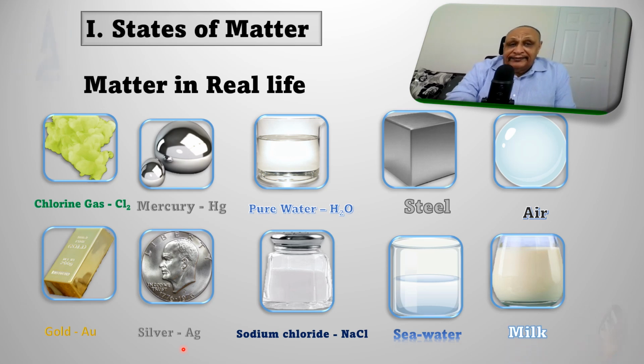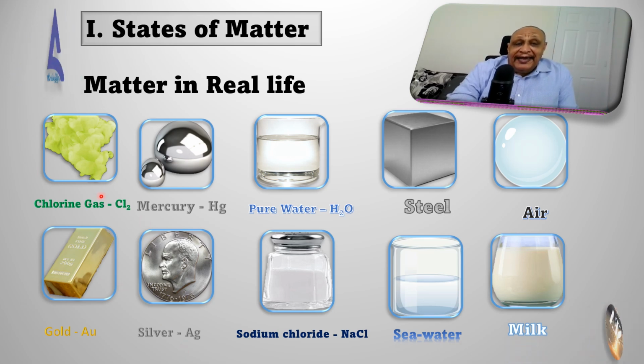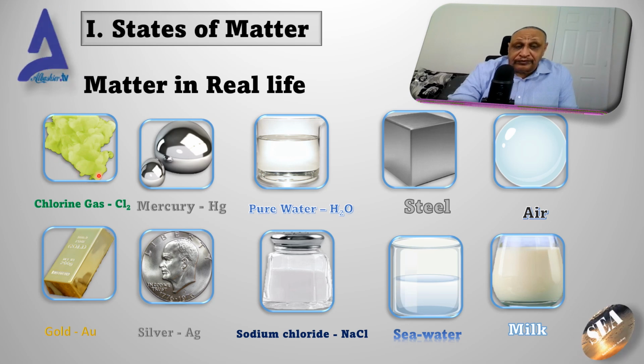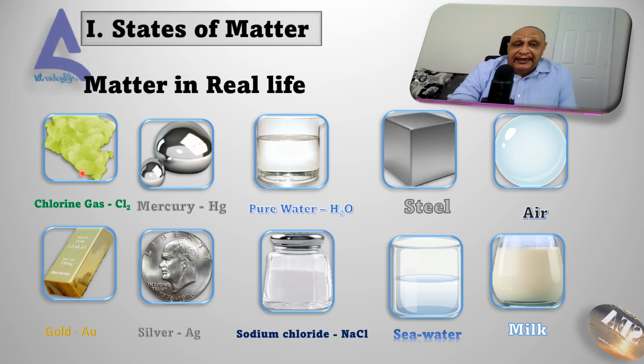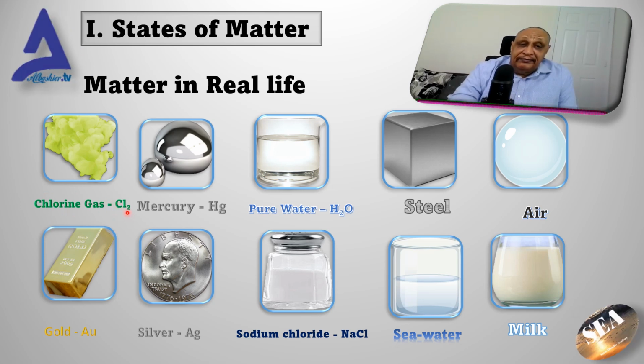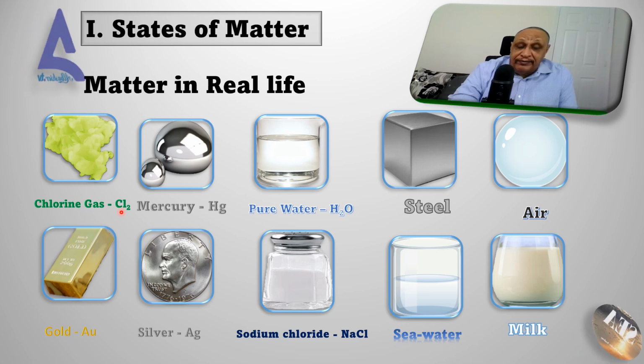Here we have a gas. This is chlorine gas. It is a green gas and it is pure. And pure means it's made only of chlorine atoms bonded together. The molecule of chlorine gas is made of 2 chlorine atoms. So it is clear, it is just one, it is pure.